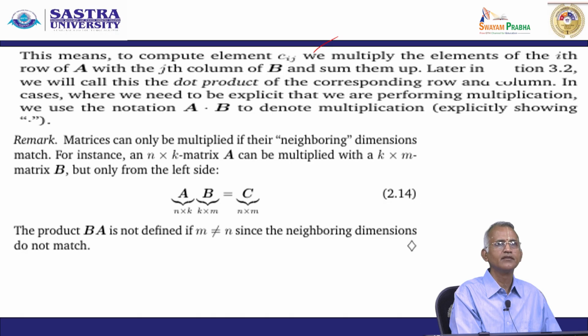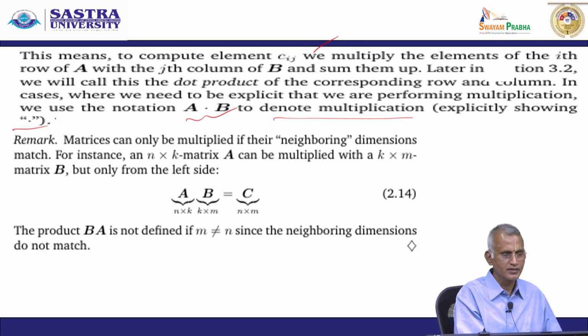In cases where we need to be explicit that we are performing the multiplication, we use A dot B, meaning the product of two matrices, and explicitly showing the dot represents the product of the two matrices. That is the meaning of this.